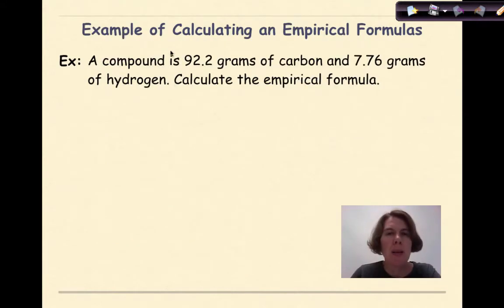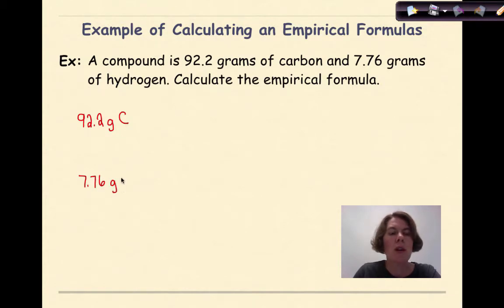Now let's look at an example of calculating an empirical formula. A compound is 92.2 grams of carbon and 7.76 grams of hydrogen. Calculate the empirical formula. The first thing that we want to do is look for the given numbers. Could there be more than 2? Of course there could, but in this case we have just 2 given numbers. So the first one is 92.2 grams of carbon, and the second one is 7.76 grams of hydrogen.